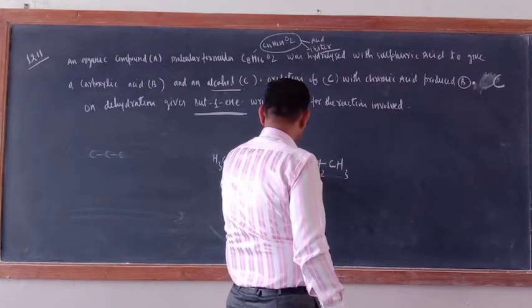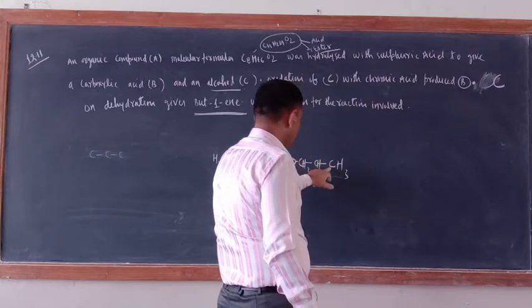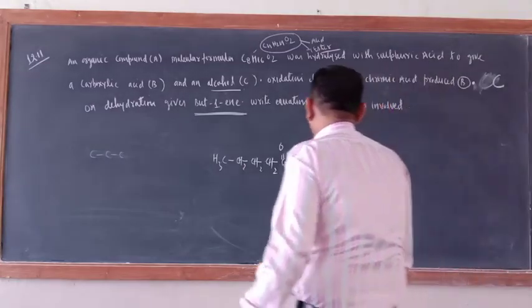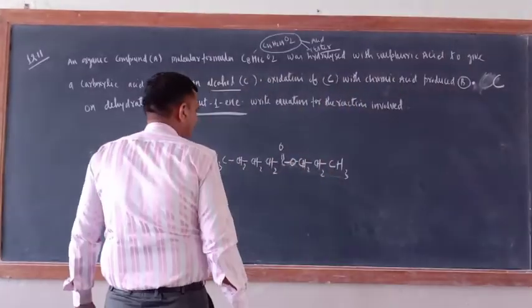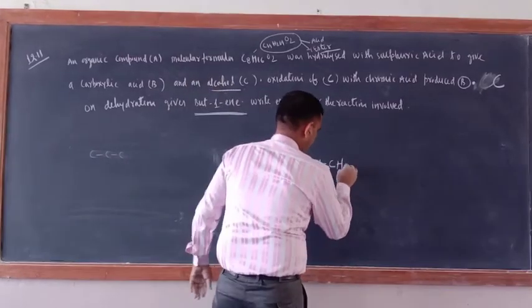Let me check the count again: 1, 2, 3, 4. Correct. Yes, it is correct. There is no issue. What is the name of this one? Butyl butanoate. Please do one thing. Write it down like that.